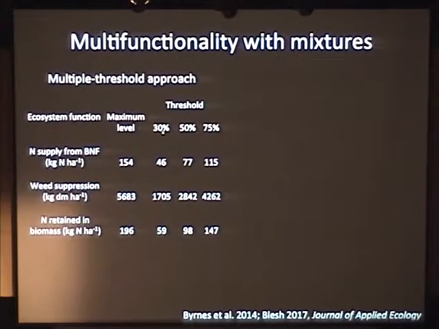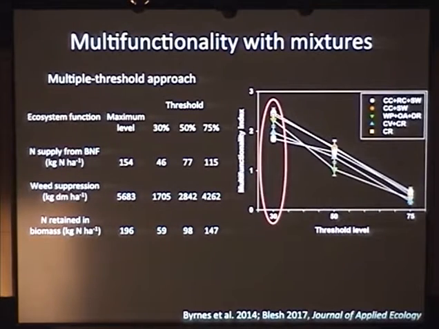We assessed that at 3 different threshold levels of the maximum observed level of any function across farms. So for example, the highest level of nitrogen fixation was calculated as 154 kilograms of nitrogen, so 30% of that would be 46. And then this is a simple index from 0 to 3, where you pass this given level if all 3 functions are greater than these numbers here. And so what did we find?